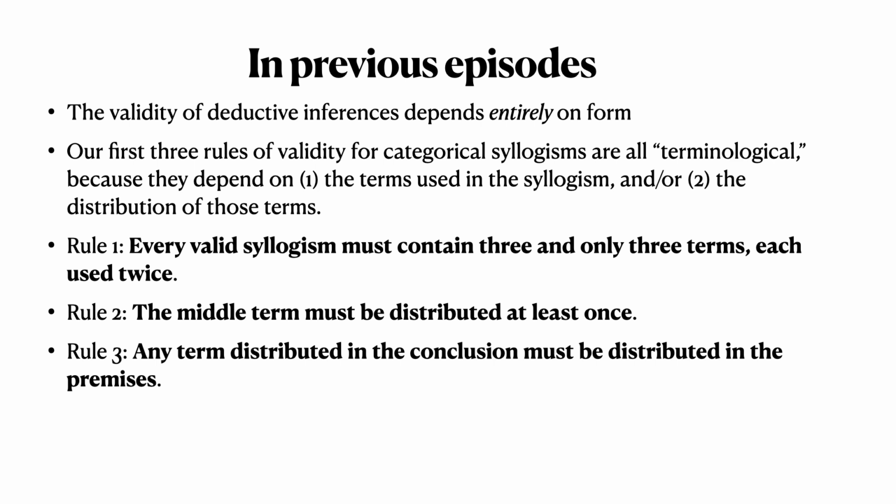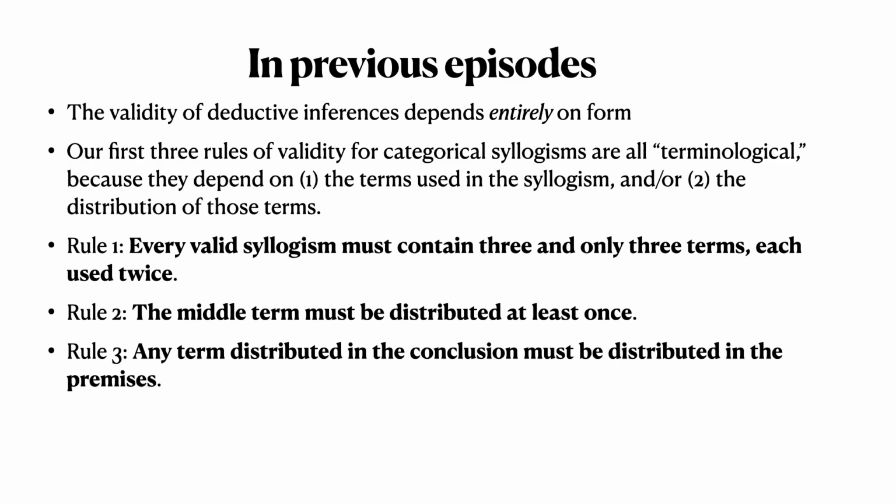Third, any term distributed in the conclusion must be distributed in the premises. It's fine if it's undistributed in both places. It's fine if it's distributed in both places. It's fine if it's distributed in the premises, but undistributed in the conclusion. But what you can't have is something that is distributed in the conclusion after being undistributed in the premises. That is an illicit upgrade. We call violations of that rule either the fallacy of the illicit major, if it's the major term that gets the upgrade, or the fallacy of the illicit minor, if it's the minor term that gets the upgrade.